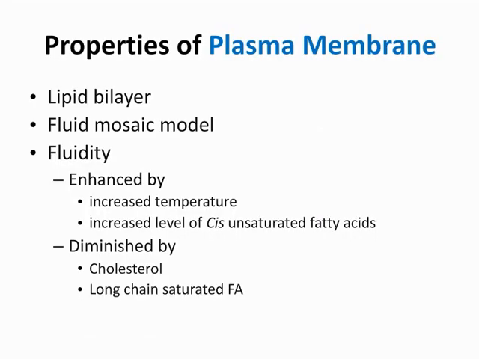So you should know all these different properties. If I ask you, what are the properties of the plasma membrane? It has a lipid bilayer. It follows a fluid mosaic model. And then you should know what enhances fluidity. So that would be increase in temperature and increasing your cis unsaturated fatty acids. And then what can diminish fluidity? So cholesterol and long-chain saturated fatty acids.